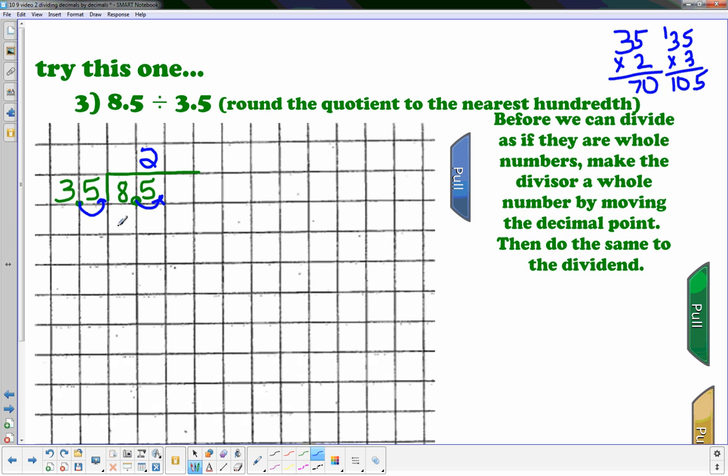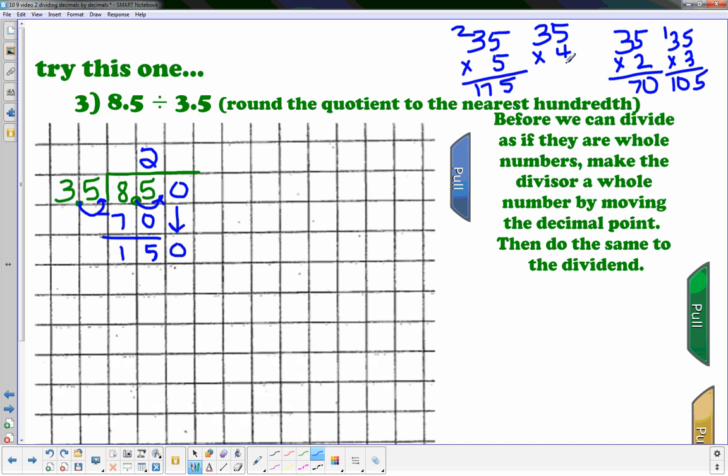That would be 2 times 35 is 70. Subtract. All right, I've got 15. Now remember, we're not going to have any remainders, so I need to add a 0 and keep going. Now I have 150. So what should I multiply 35 by? Maybe times 5? 175. Oh, that's too much. So maybe I'll try times 4.